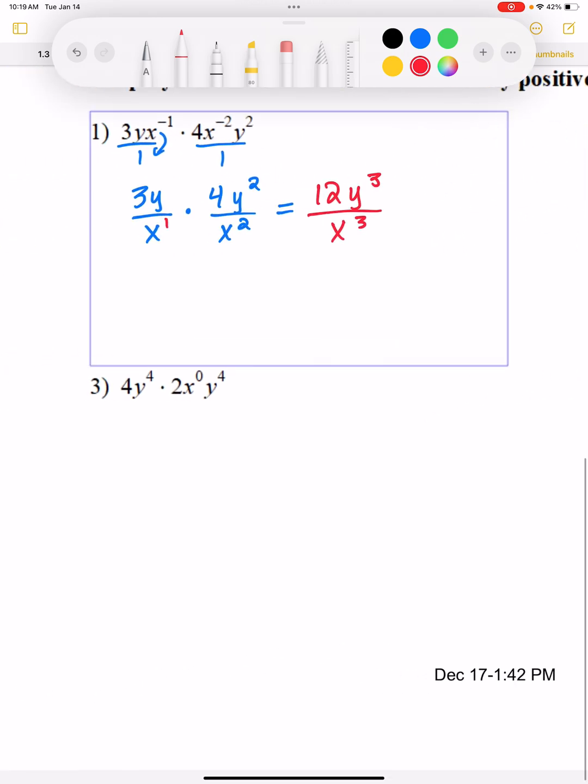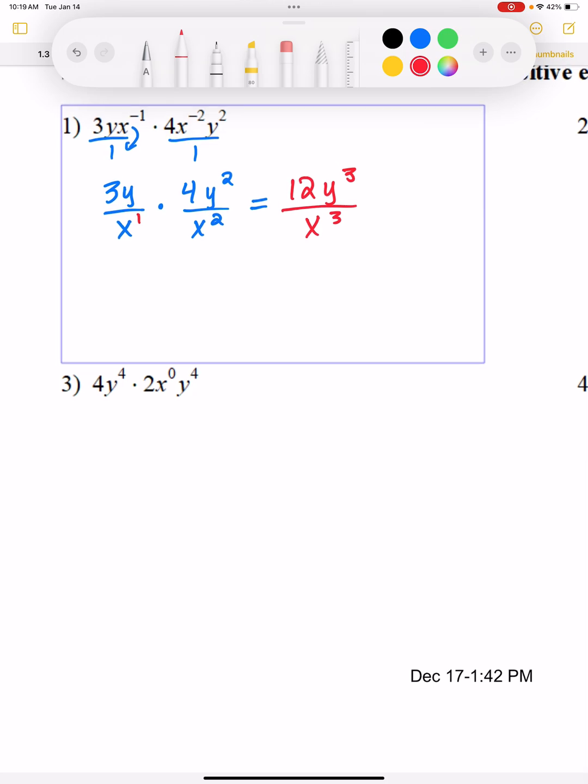Okay, let's do, what about this one? No negative exponents. I do have an exponent of 0, which means that term, the one with 0, right? Some people say, since a 0 is in the exponent, that means it's just equal to 1. No, that means whatever's to the 0 power is equal to 1. So this becomes 4, y to the 4th times 2, and then that x to the 0 power is just 1, so times 1, and then times y to the 4th.